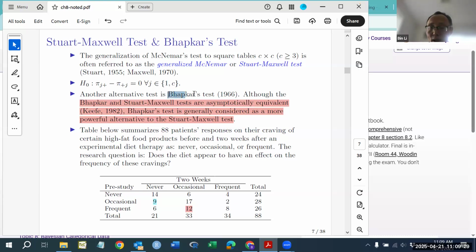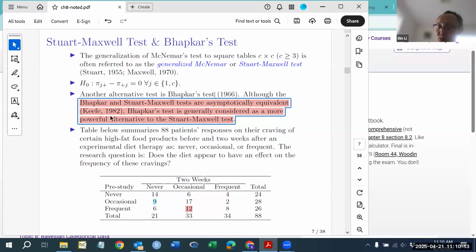That's called Bhapkar's test. Bhapkar's test is asymptotically equivalent to the Stuart-Maxwell test. Okay, so what does asymptotically equivalent mean? Asymptotically equivalent means that if the sample size increases to infinity, larger and larger, the test results from Bhapkar's test and from the Stuart-Maxwell test are exactly the same. So that's called asymptotically equivalent. Okay, but of course, this is just a statistical property.